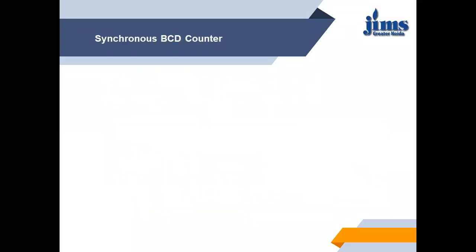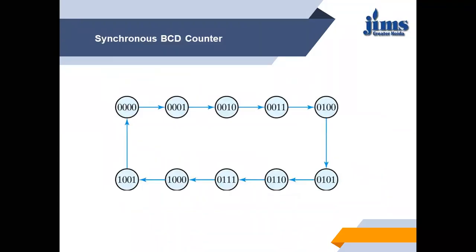Now consider another example, the synchronous BCD counter. The BCD counter will start from 0 and go up to 9, and after 9 it comes back to 0. So 0, 1, 2, 3, 4, 5, 6, 7, 8, 9, and after 9 it is 0. We can say it is a modulus 10 counter or a decade counter. Modulus is the number of states a particular counter counts or follows in a sequence.